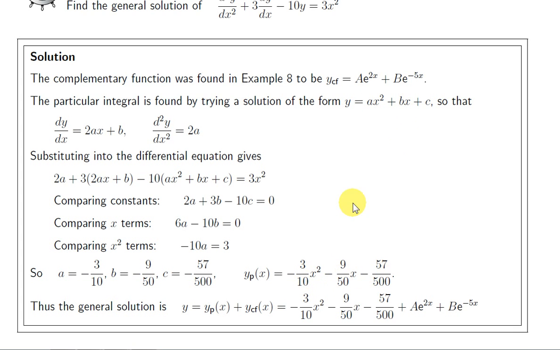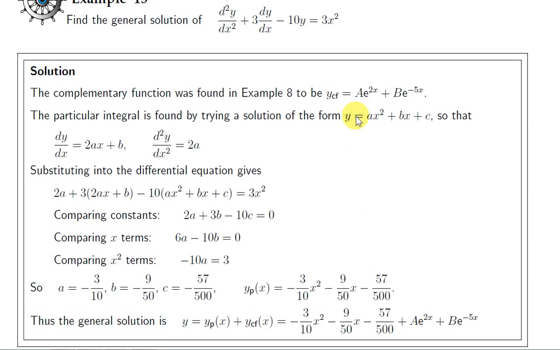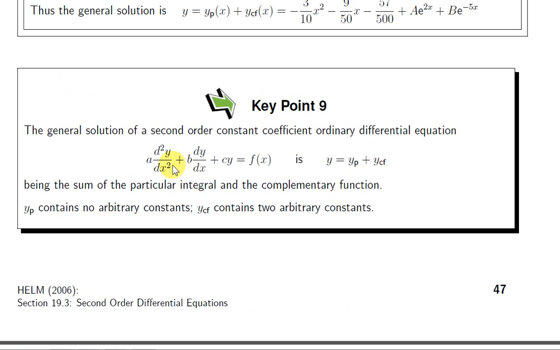Now it turns out that the general solution of the non-homogeneous differential equation is got by summing the complementary function, that is the solution of the homogeneous differential equation, with the particular integral. We just take the sum of them. So we take this and add it to this. So here's the point. Here's our non-homogeneous differential equation. The solution of it is the sum of the particular integral, denoted y sub p, and the complementary function ycf. Now I'll run through a proof of this.